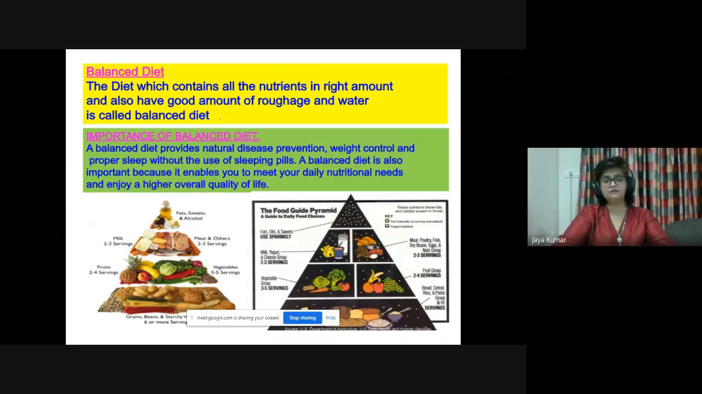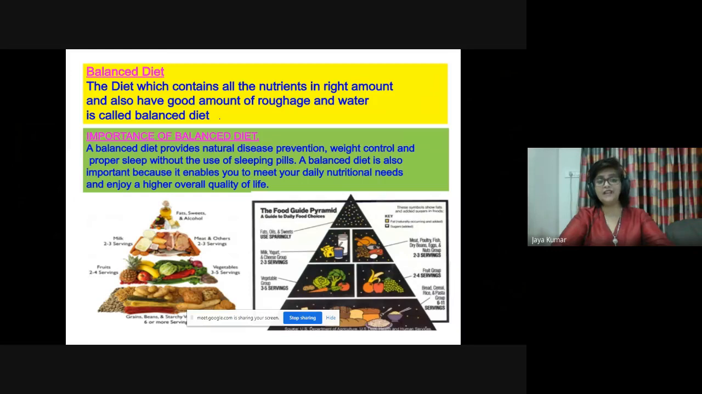Balanced diet. The diet which contains all the nutrients in the right amount and also has a good amount of roughage and water is called a balanced diet. A balanced diet provides natural disease prevention, weight control, and proper sleep without the use of any medicine. A balanced diet is also important because it enables us to meet our daily nutritional needs and enjoy a higher overall quality of life.